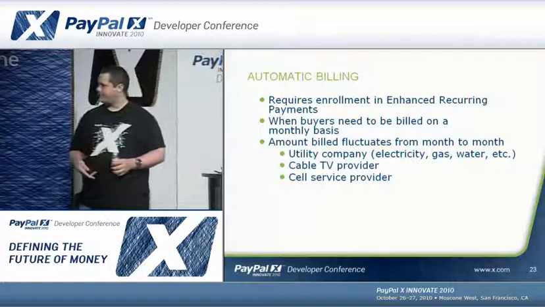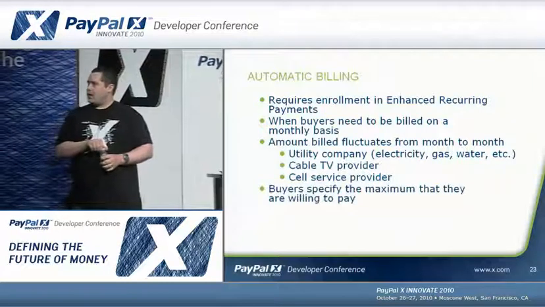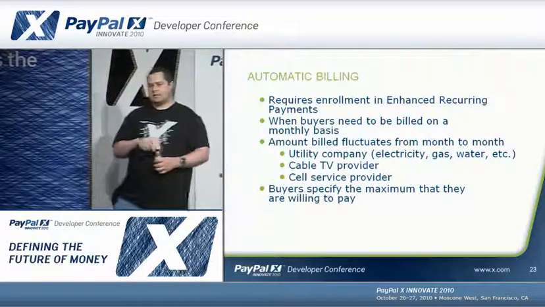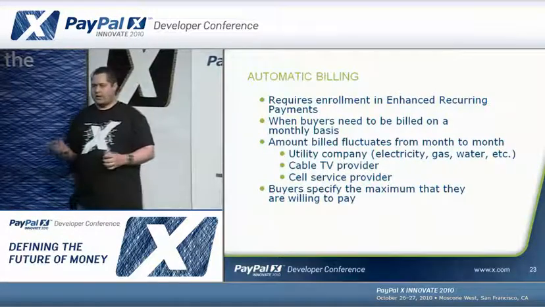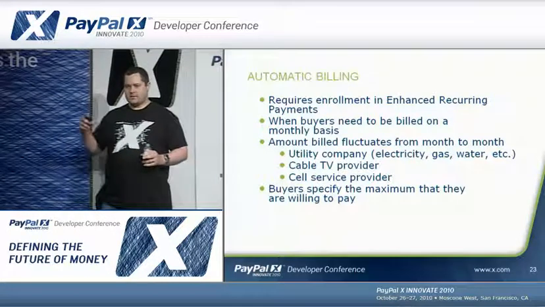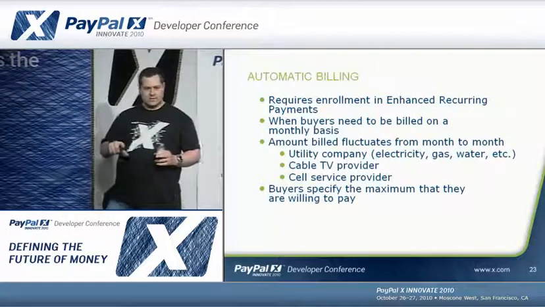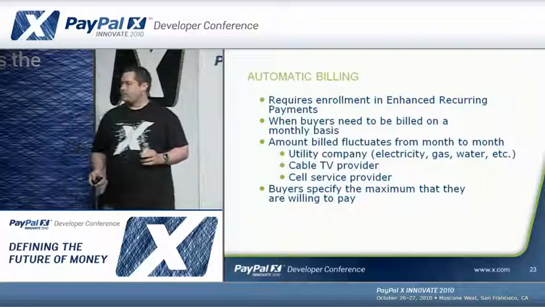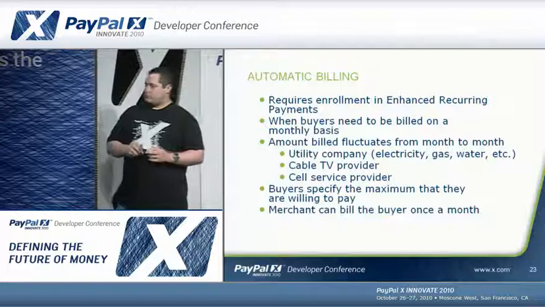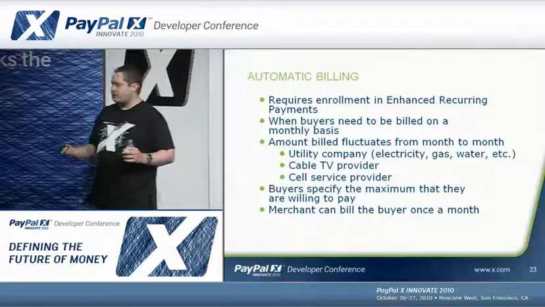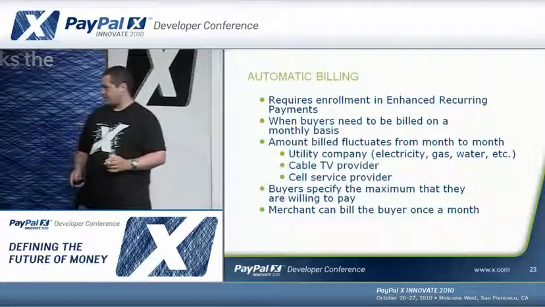Now, with automatic billing, your buyer goes to the PayPal website and specifies the maximum amount that they are willing to pay each month. You as the merchant have some room to say this is the minimum amount that they can set here, but your buyers are going to say what the maximum is that they're willing to pay. And each month, the merchant can go into their PayPal account, pull up the automatic billing agreement, and bill the buyer for up to the maximum amount.